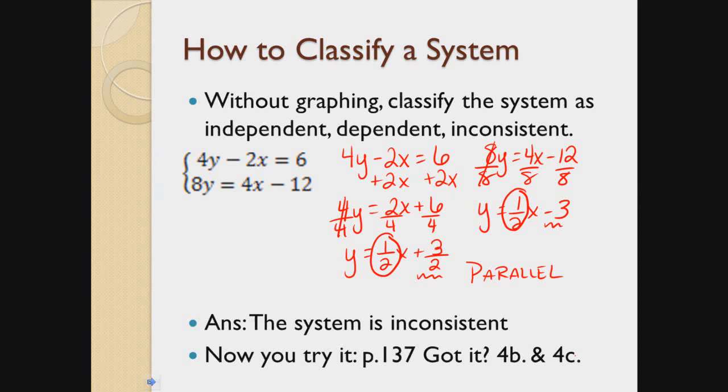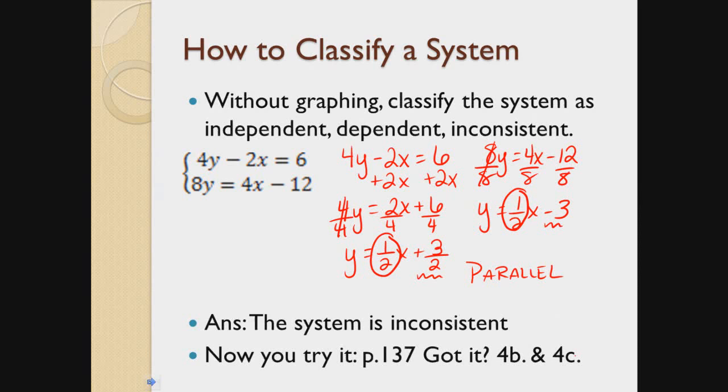This first system that has been graphed would be classified as a consistent independent system. It has one point of intersection, which means it has one solution. What do you think about this system? This system would be classified as inconsistent, no solution. The lines are parallel and therefore will never intersect. If they never intersect, then you cannot find a point to be a solution.